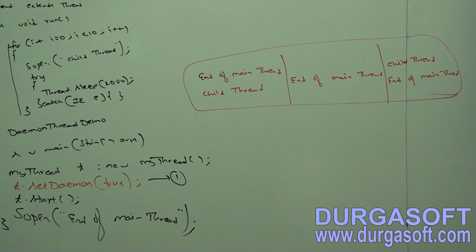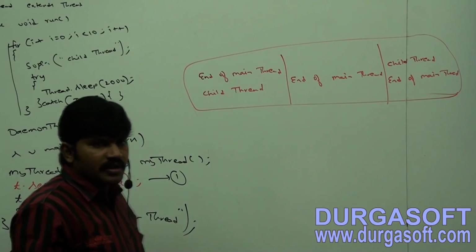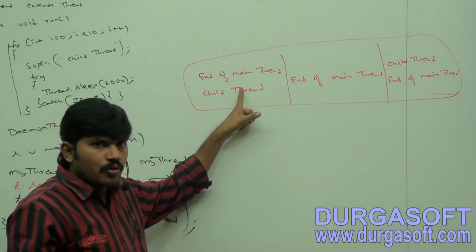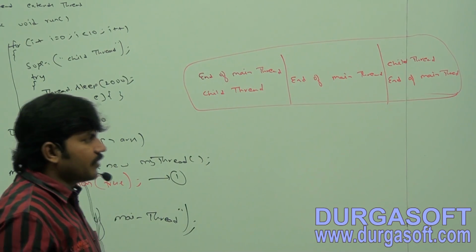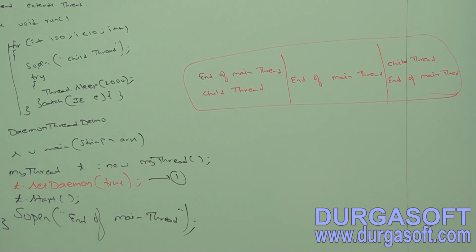But here you should be aware of only one thing: whether the child executed 10 times or not. That's what you have to cross check. Did the child get executed 10 times? No. Either 0 times or max 1 time. That's all. This is about what is Daemon.